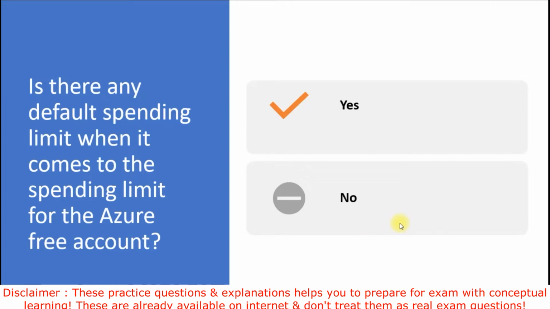There are a few services available as always free. There are around 40 plus services available. Just check the Azure free account. But for this question, we will go with option yes. This is our right answer. Let's talk about the next question now.